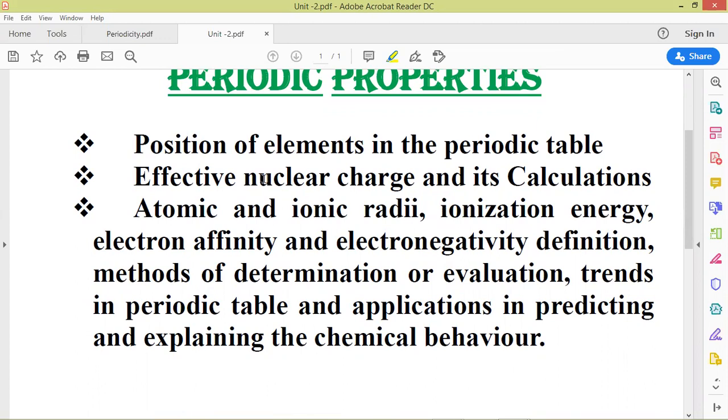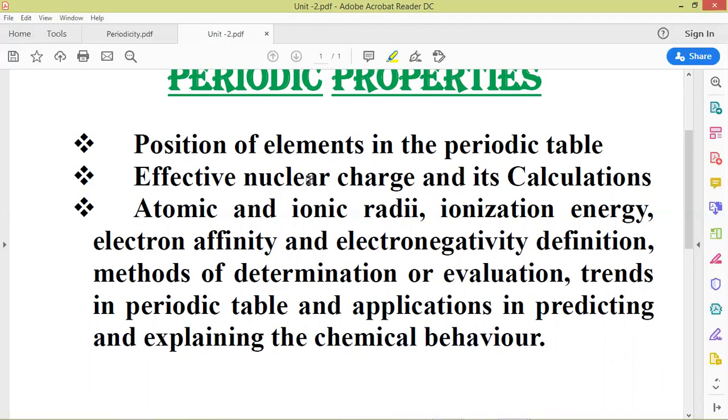The second topic is effective nuclear charge and its calculation. This we have already covered in your first unit in video number 8. That is, Slater's rules have been used for the calculation of effective nuclear charge. So details of Slater's rules and how to calculate effective nuclear charge and screening constant, and the calculations based upon this part, have already been discussed.